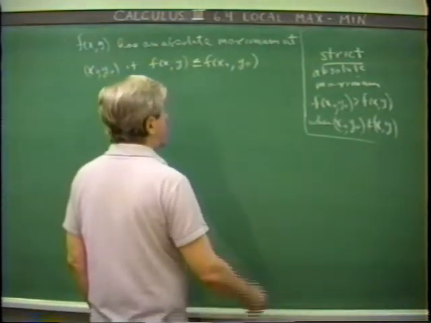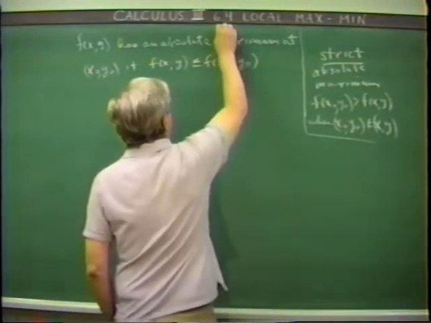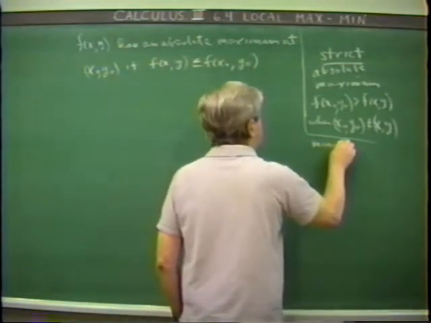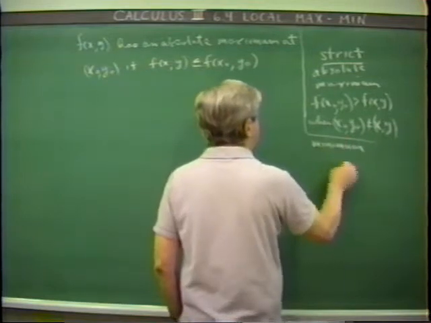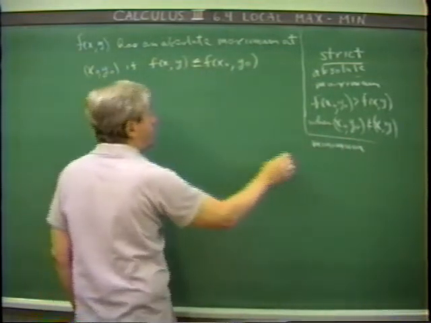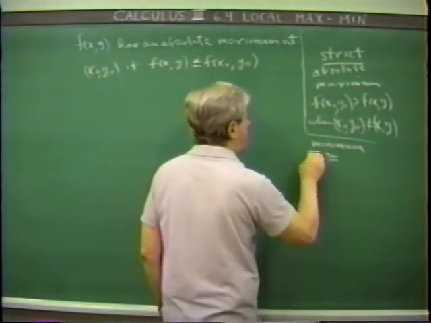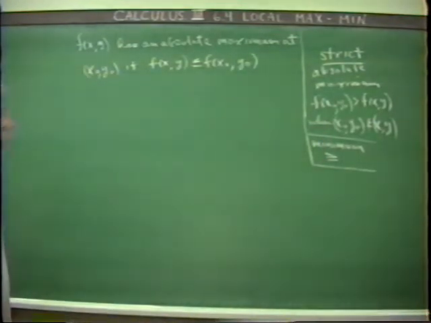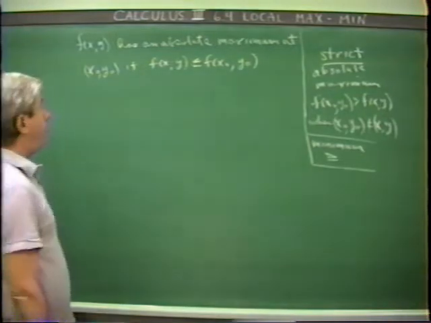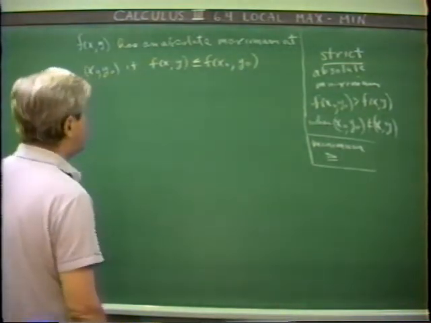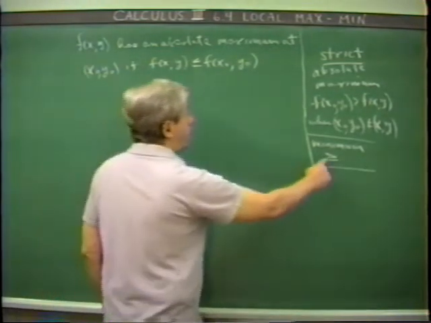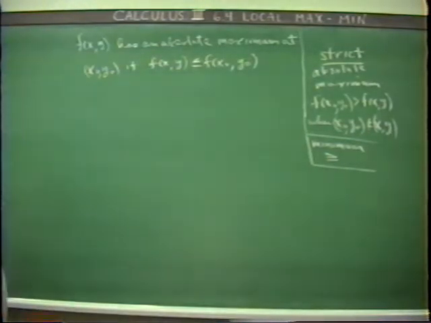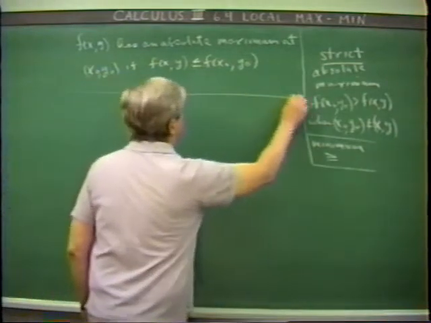And we can also talk about a minimum. For a minimum, you want to just replace this inequality by the other way around. And also talk about a strict minimum, or strict absolute minimum, by replacing the inequality greater than or equal to with the inequality greater than.